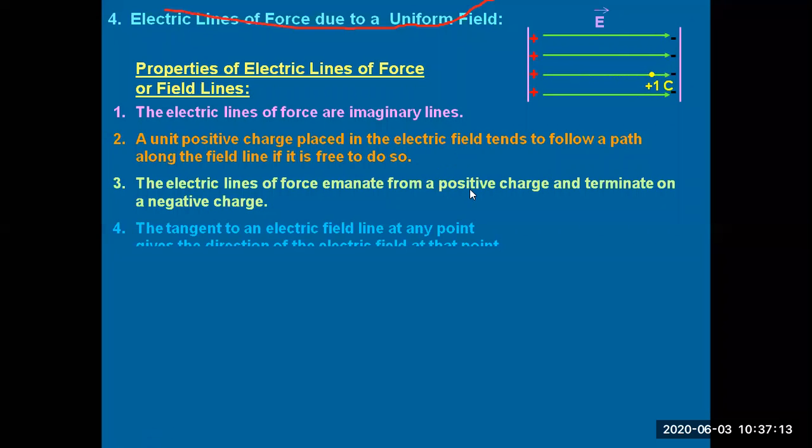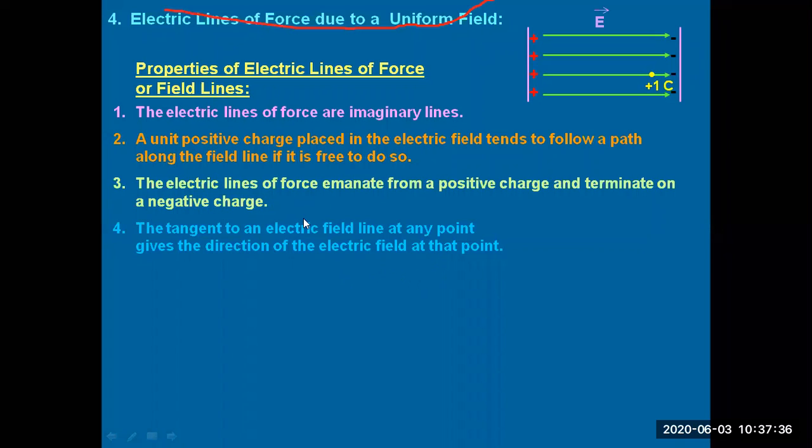The fourth point: the tangent to an electric field line at any point will give the direction of your electric field. So I'm going to mention the letter T. T stands for tangent here. Tangent to an electric field line at any point will give the direction of your electric field at that point.